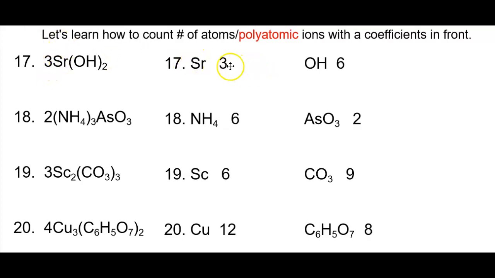So here you have 3 Sr's and 6 OH's. Okay, you originally had 3 NH4's, but with this 2 in front, now you have 6. And you originally had AsO3, 1 of those, but because of the 2 in front, you have 2. You originally had 2 Sc's, because of the 3 in front, now you have 6. You originally had CO3, 3 CO3's, because of the 3 in front, you're going to get 9. You originally had 3 Cu's, with this 4 in front, you're going to get 12. You originally had 2 C2H5O7's, but with the 4 in front, you're going to get 8.